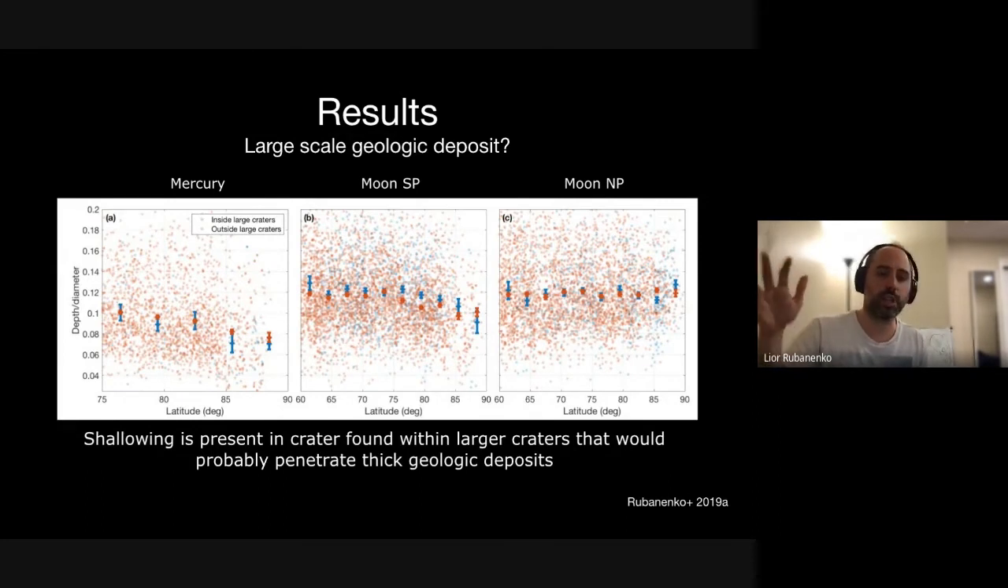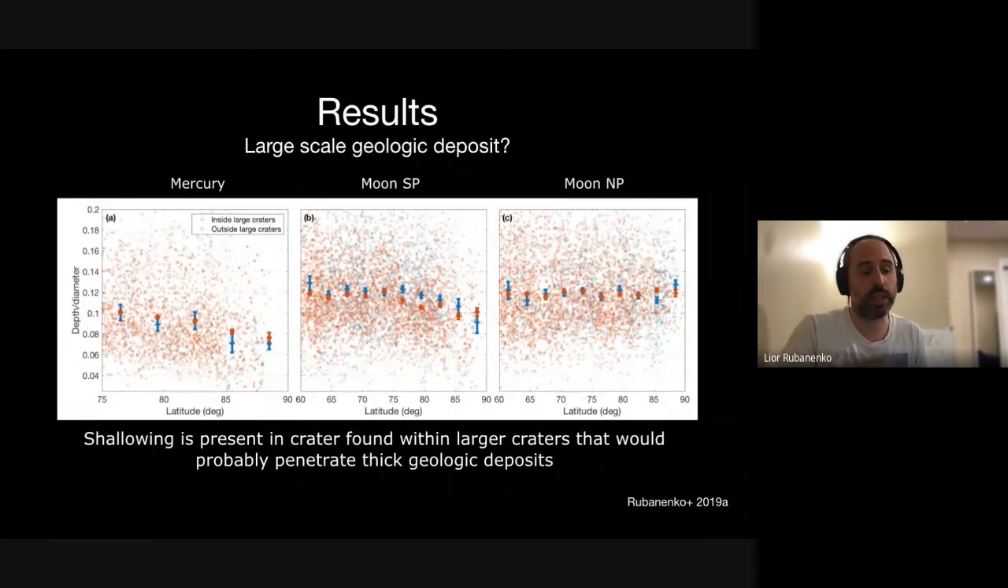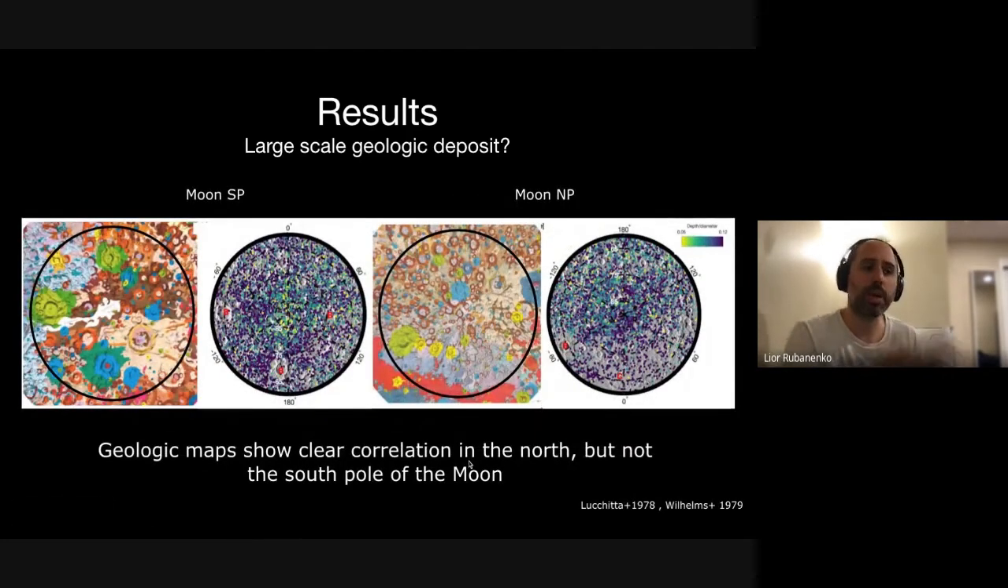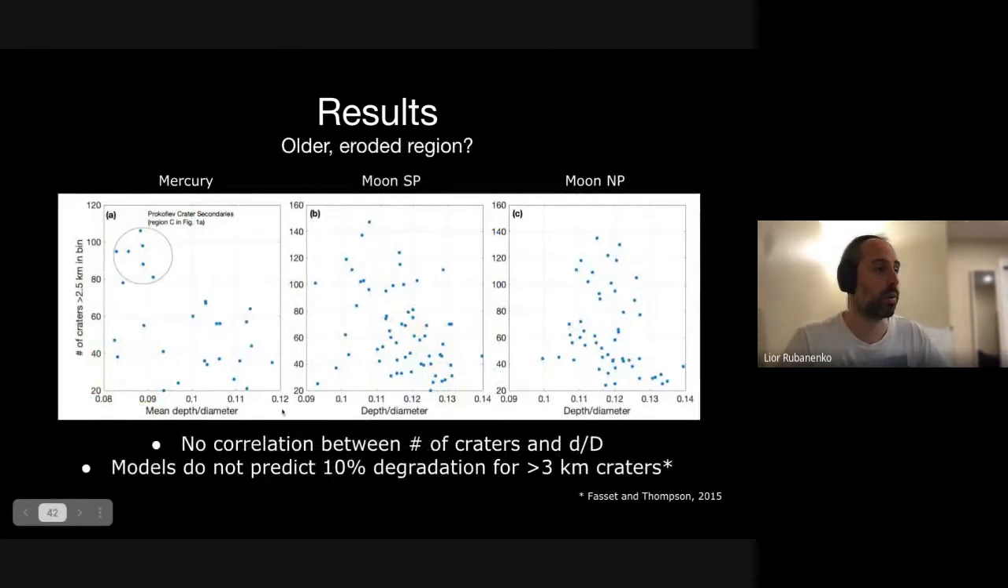Could it be just a large-scale geologic deposit that blankets the pole? Well, one way to test that is to look at those 3 to 15 kilometer craters that we looked at, inside and outside larger basins, because those larger basins potentially removed this blanket as they formed near the pole of the moon. And if they removed this unique geologic deposit that makes craters appear shallower just near the pole, then the effect would not happen inside them. However, we do see the same shallowing inside and outside those larger craters. We can also, of course, compare our results to geologic maps. But again, there's no spatial correlation with any major geologic deposit that may cause craters to become shallower.